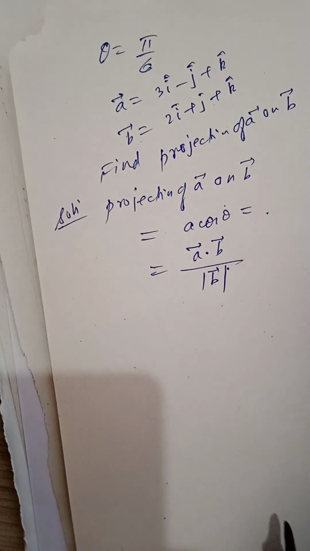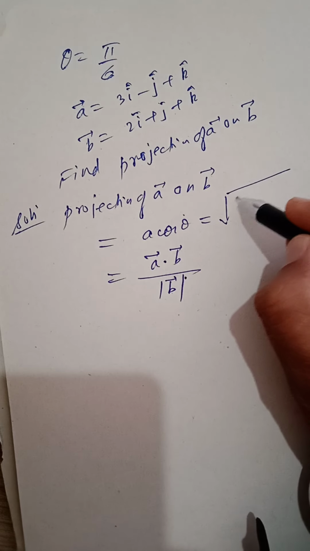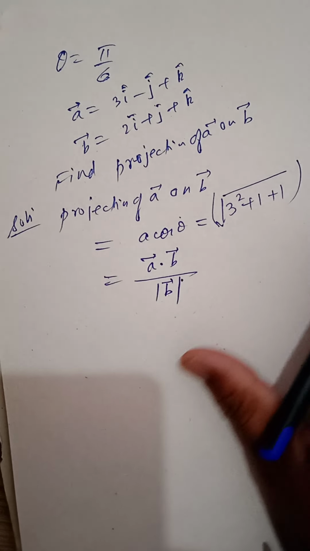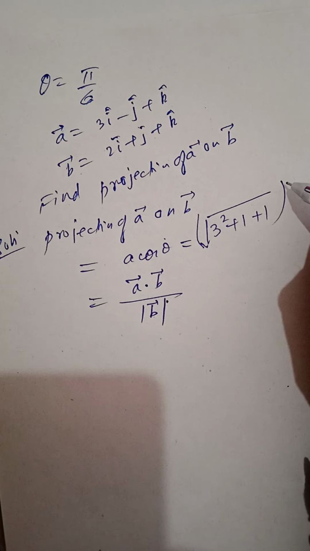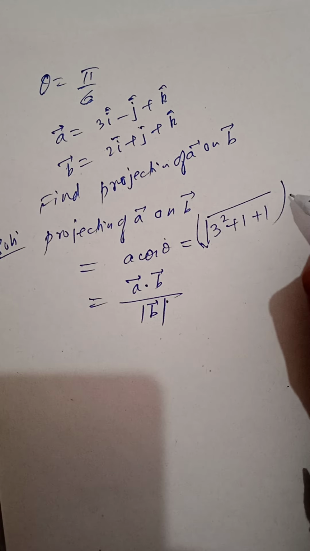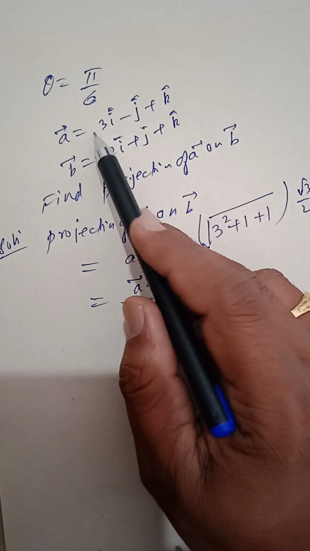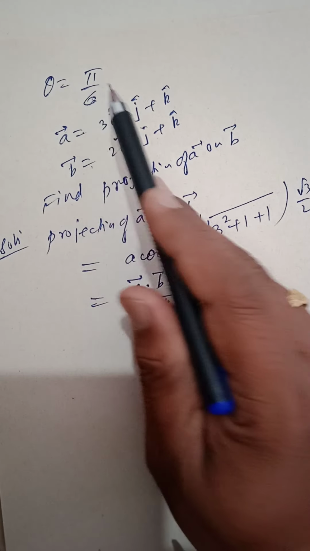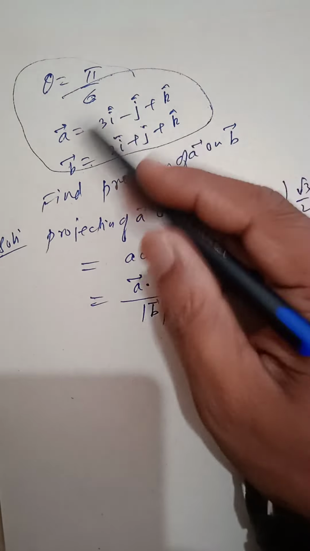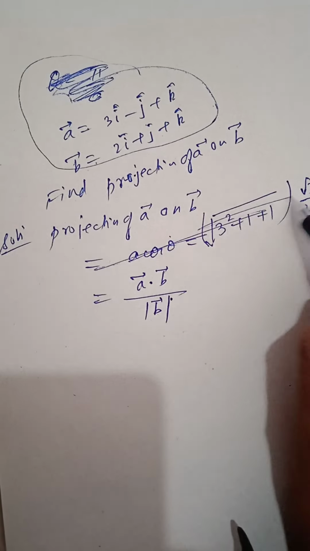So simply it is root of 3 square plus 1 plus 1 into cos of pi by 6. Cos pi by 6 is how much? Root 3 by 2. But if they are giving it like this, do we know that the angle between these two is pi by 6? So if we are given like this, we should check the validity of the question. Suppose the angle is not given, then we will not apply this formula.